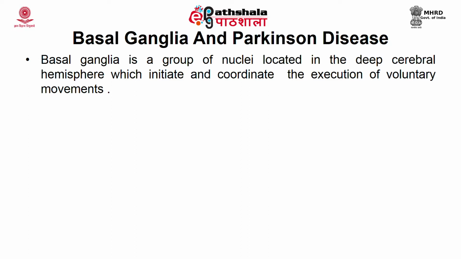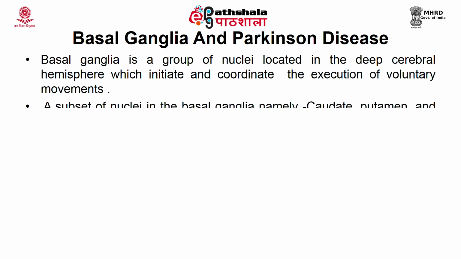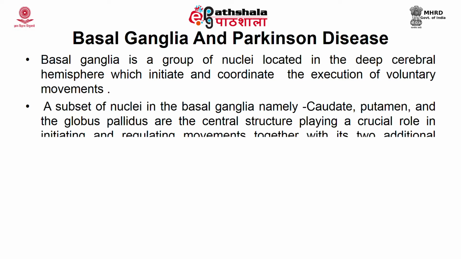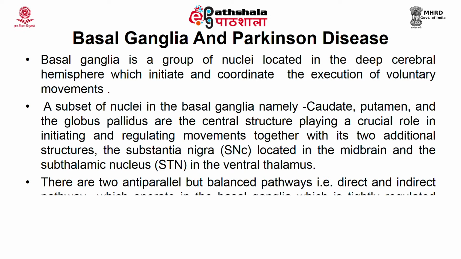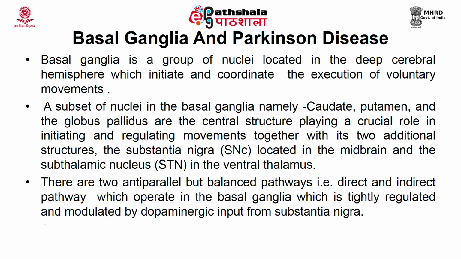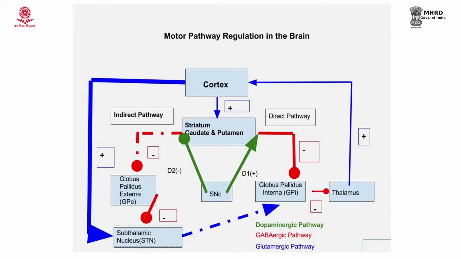The basal ganglia is also made up of a subset of nuclei, that is the caudate and putamen, which together are called the striatum. They also enclose the globus pallidus, which participates in movement. To understand Parkinson's disease, it is necessary to understand the motor pathway regulation in the brain. There are two pathways which regulate motor movements, the indirect pathway and the direct pathway.